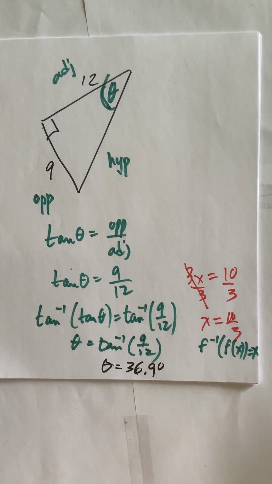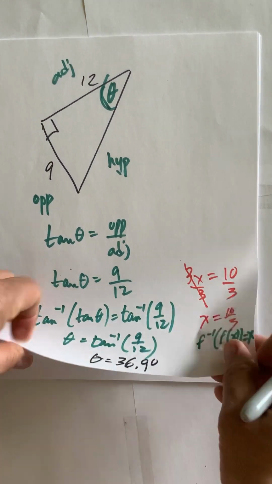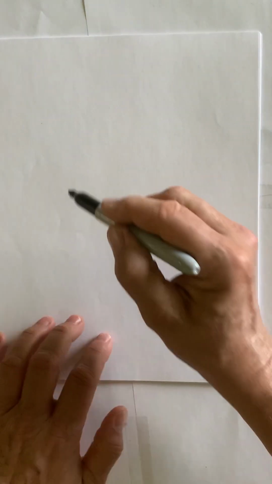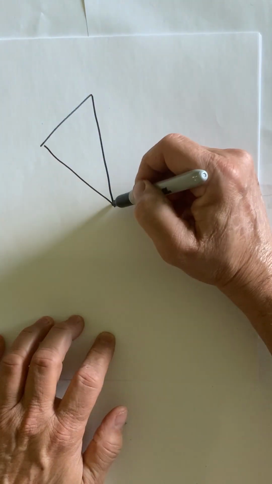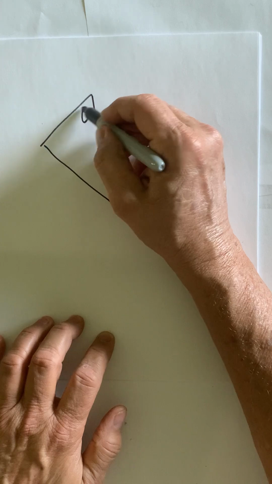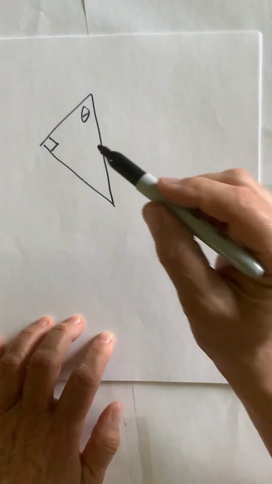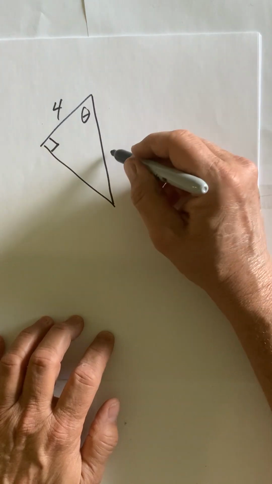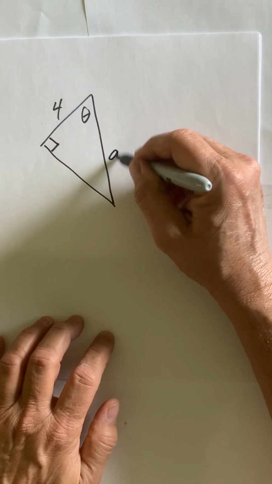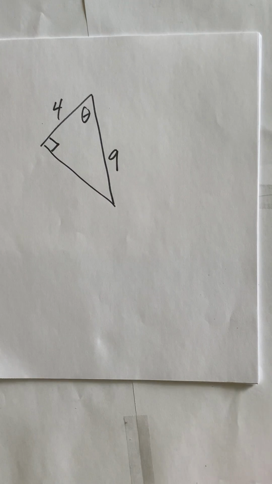Like that. So let me let you guys try one. You have something that's like this. And let's say this is theta. Here's your right angle. And let's say I give you that. So I want you to find that angle. So go ahead and pause the video and find that angle. I'm assuming you paused it.